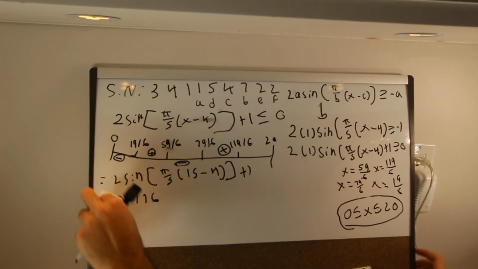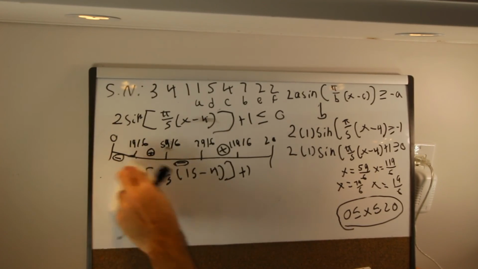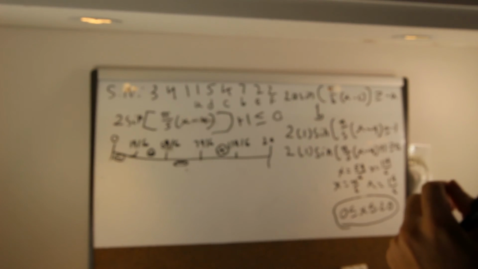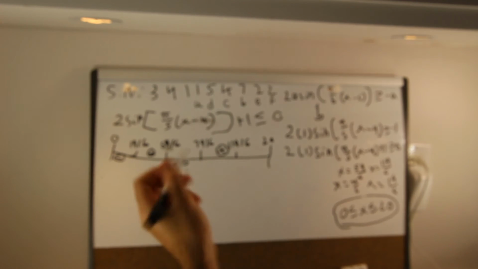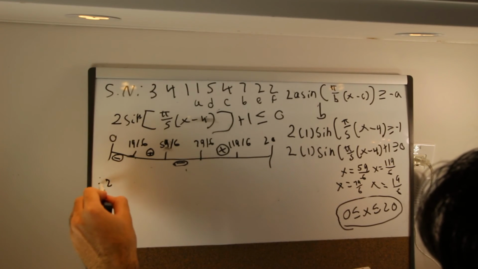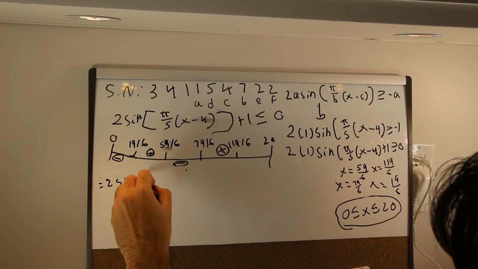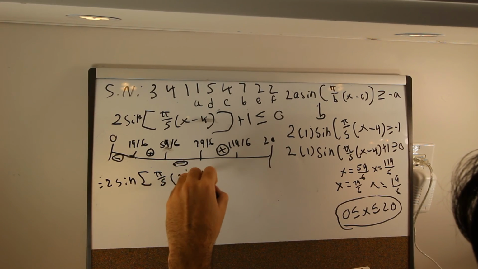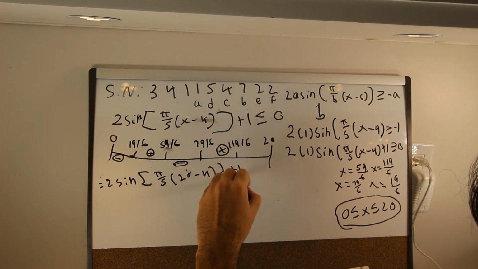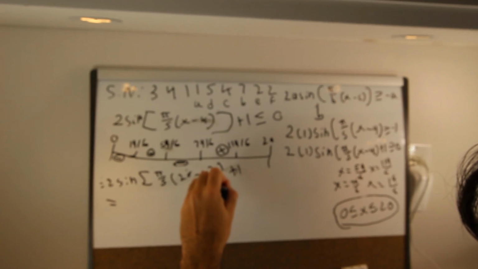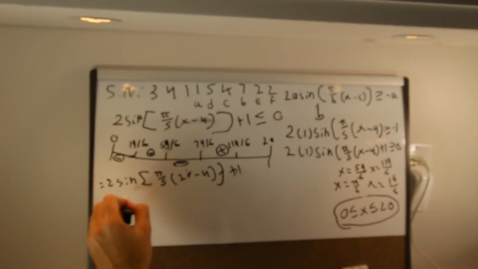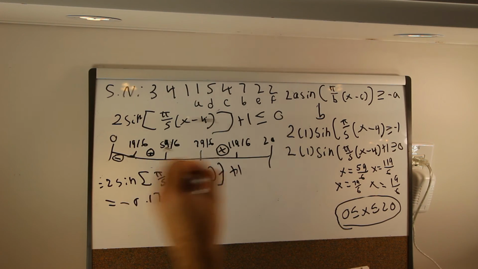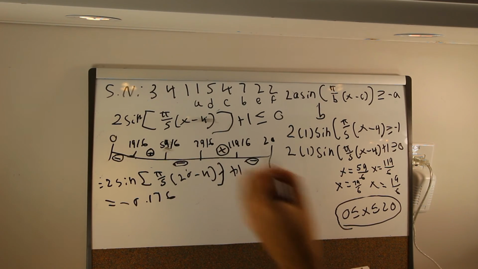So now we move on to the final part of the graph. The final part of the graph is 119 over 6 to 20, and the number I chose for that was 120 over 6 or 20. So it's going to be 2 sine bracket pi over 5, 20 minus 4 plus 1. And if you were to solve this, you would get negative 0.176. And because it's negative, this area as well is negative.